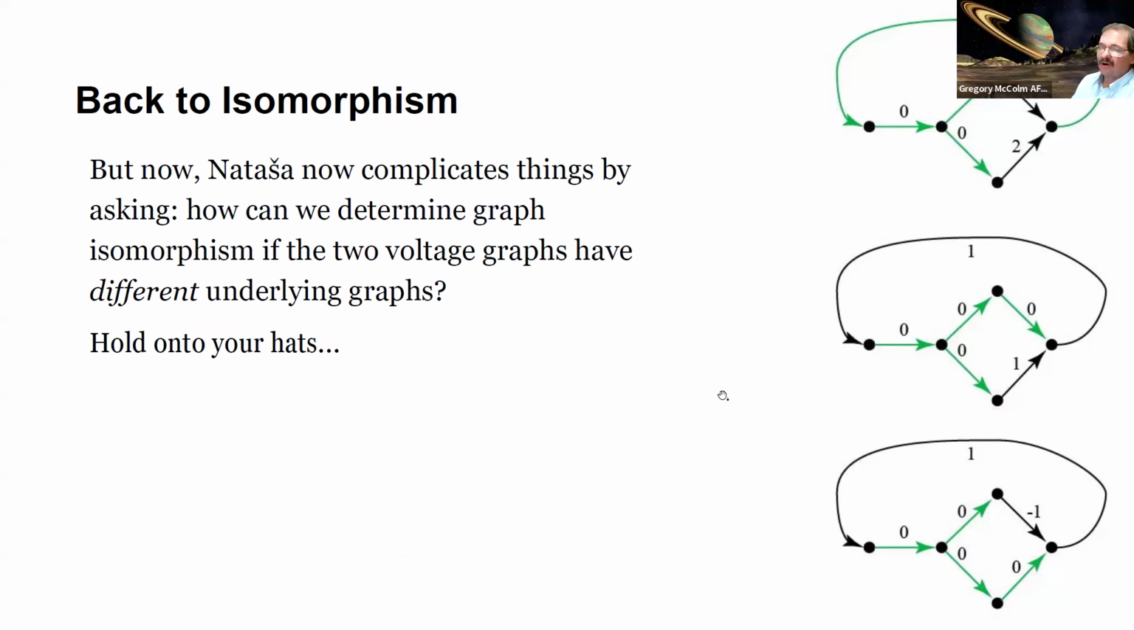Okay, but now our collaborator, I'm 3/4 of the way through, asks the burning question, which as far as I can tell was not answered. Suppose you were given two voltage graphs with different underlying graphs. How do you tell if the derived graphs are isomorphic?